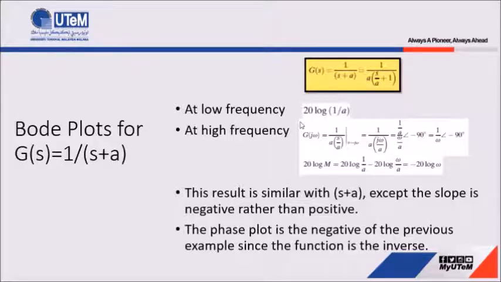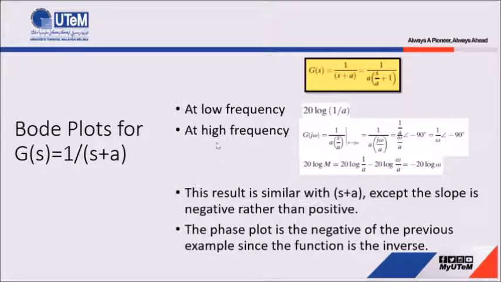At low frequency, we just put this value of s here, because s is equal to j omega. So we put omega equal to 0, which means this part equals 0. So when this is equal to 0, the equation of G(s) becomes 1 over a. To find the magnitude, we just put 20 log 1 over a.